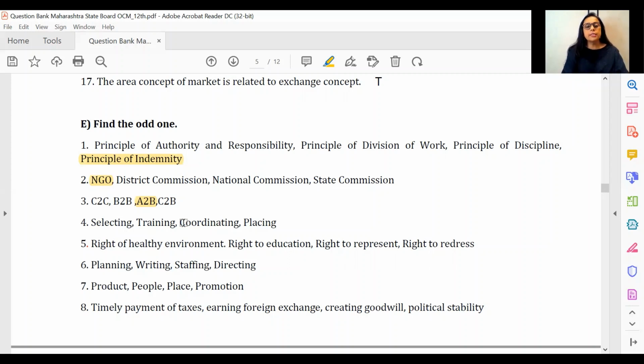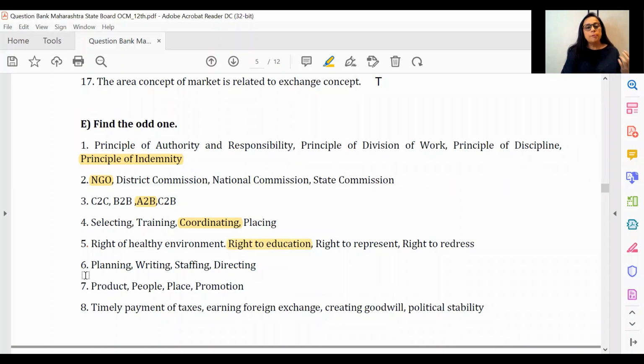Talk about the 4th one, selecting, training, coordinating, placing. If you see, selecting, training, and placing are the management function of staffing, and so coordinating is the odd one out here. If you see the 5th question on odd one out, you have right to healthy environment, right to education, right to represent, and right to redress. All these are very close to your answer on what are consumer rights. All right, number 7. However, if you see, this particular right should have been right to consumer education, and so this is the odd one out.